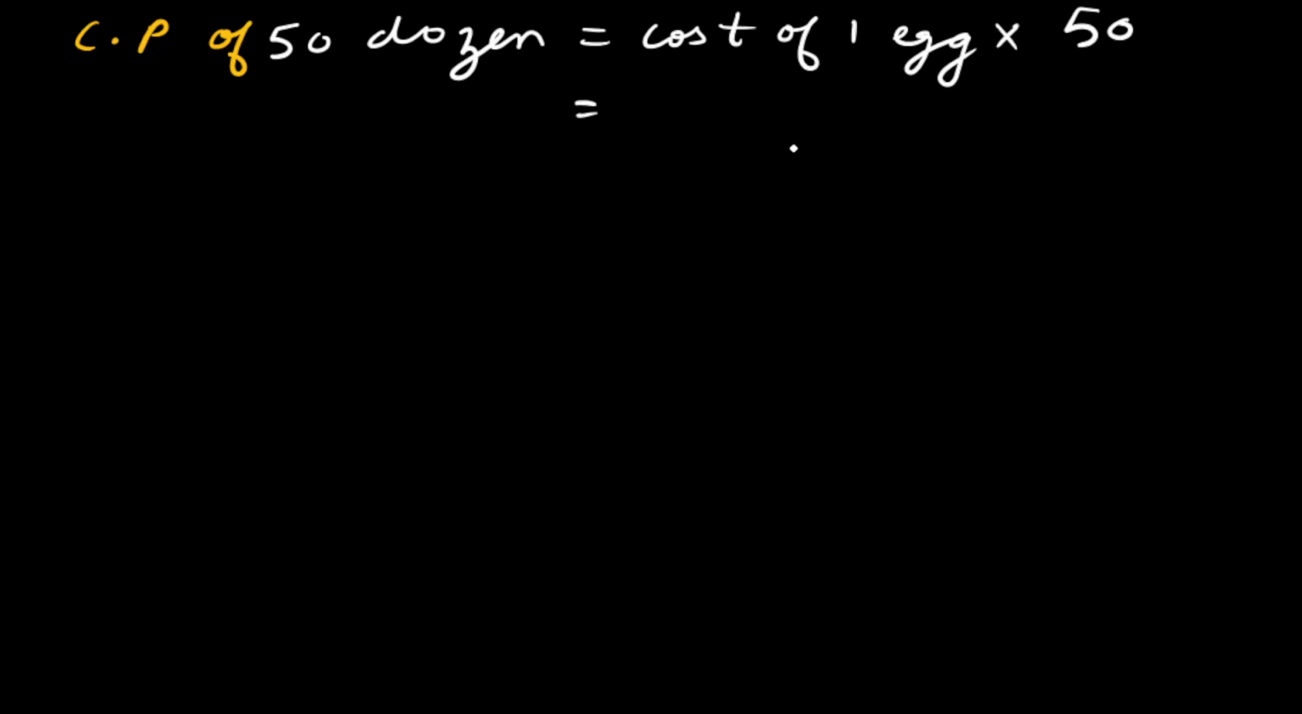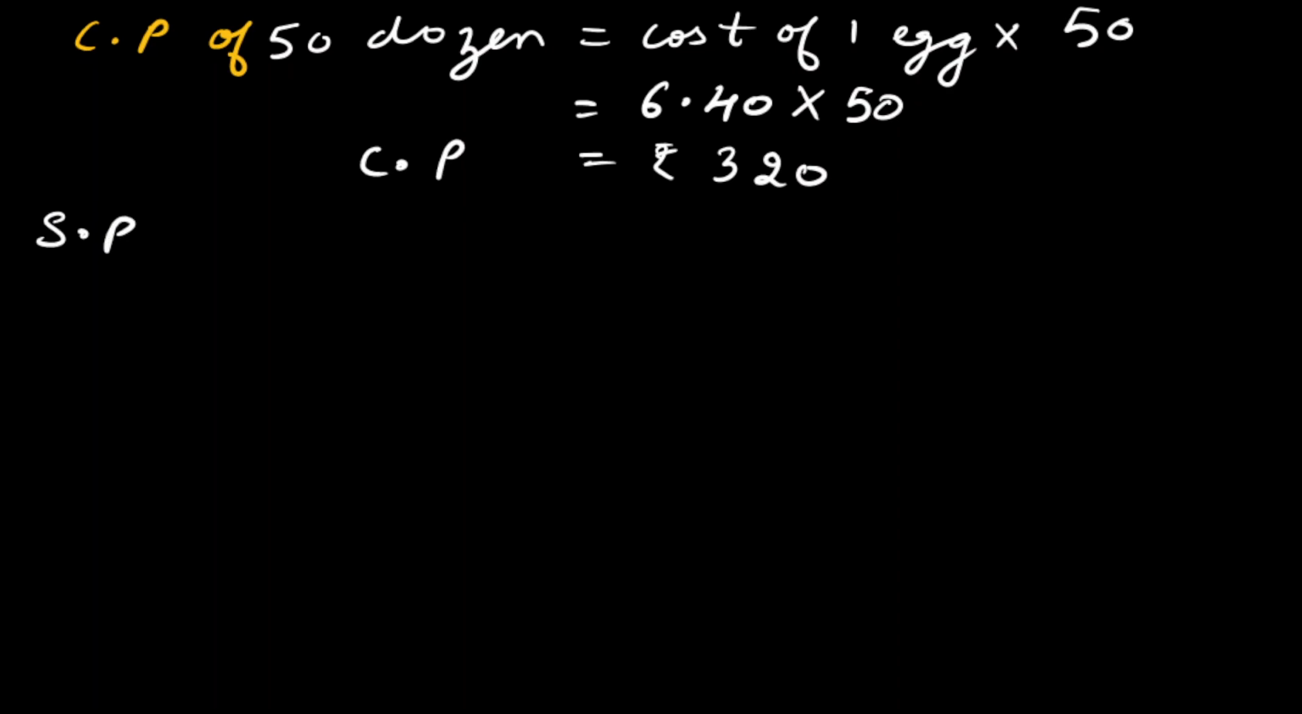So for one dozen, how much is the cost? One dozen costs 6.40. Multiplying 6.40 into 50, we get 320. So 320 is the cost which the person has spent.